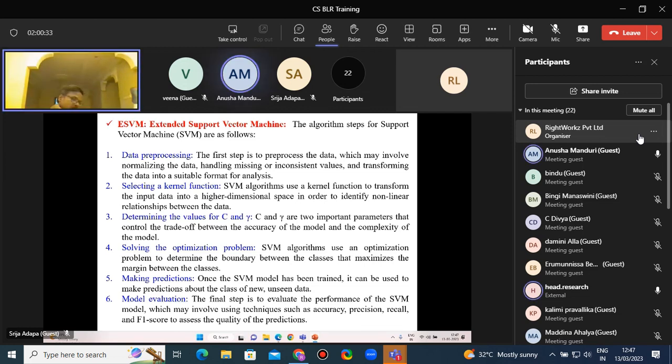Fifth one is making predictions. Once the SVM model has been trained, it can be used to make predictions about the class of new, unseen data. Sixth one is model evaluation. The final step is to evaluate the performance of the SVM model, which may involve using techniques such as accuracy, precision, recall, and F1 score to assess the quality of the predictions.